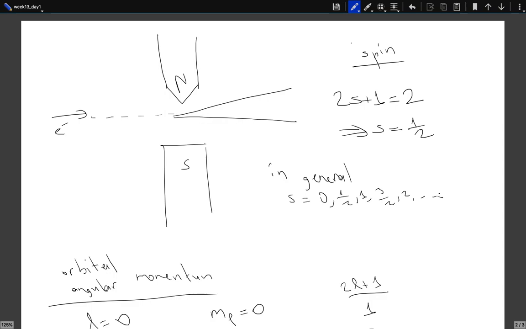But this direction is kind of weird, in the sense that if you take a photon and rotate its polarization vector by 360 degrees, you get the original photon. If you take an electron and rotate it by 360 degrees, you don't get the original electron.